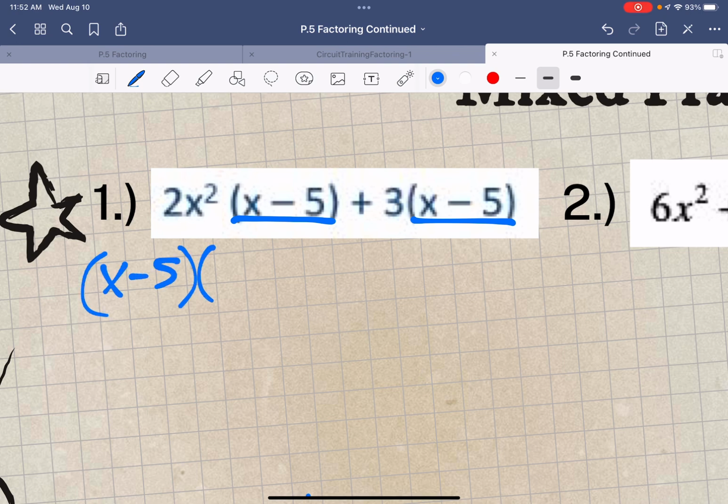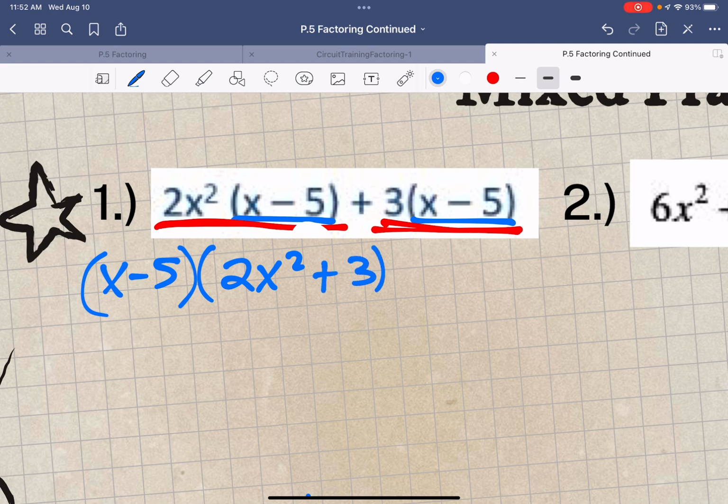So what's left if I took that out? Well, in this first term, if I take out that x minus 5, I am left with 2x squared. And in this second term, sorry, I didn't mean to put that parentheses. If I take out the x minus 5, what I'm left with is a positive 3. And then I can double check, can I do any more factoring? It doesn't look like it, so I am done there.